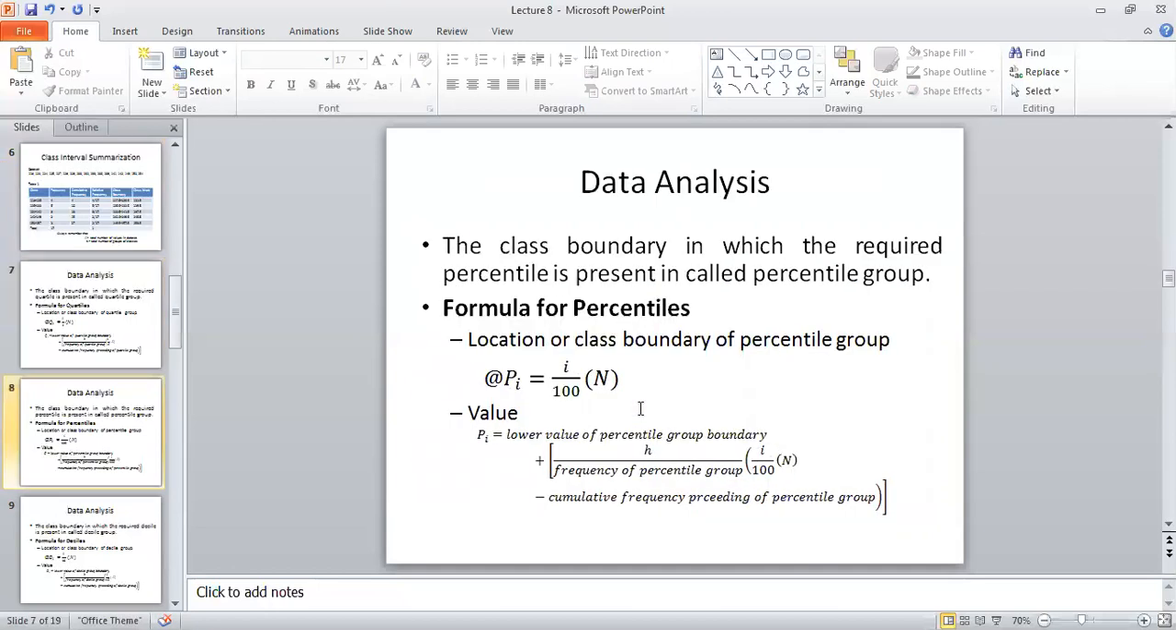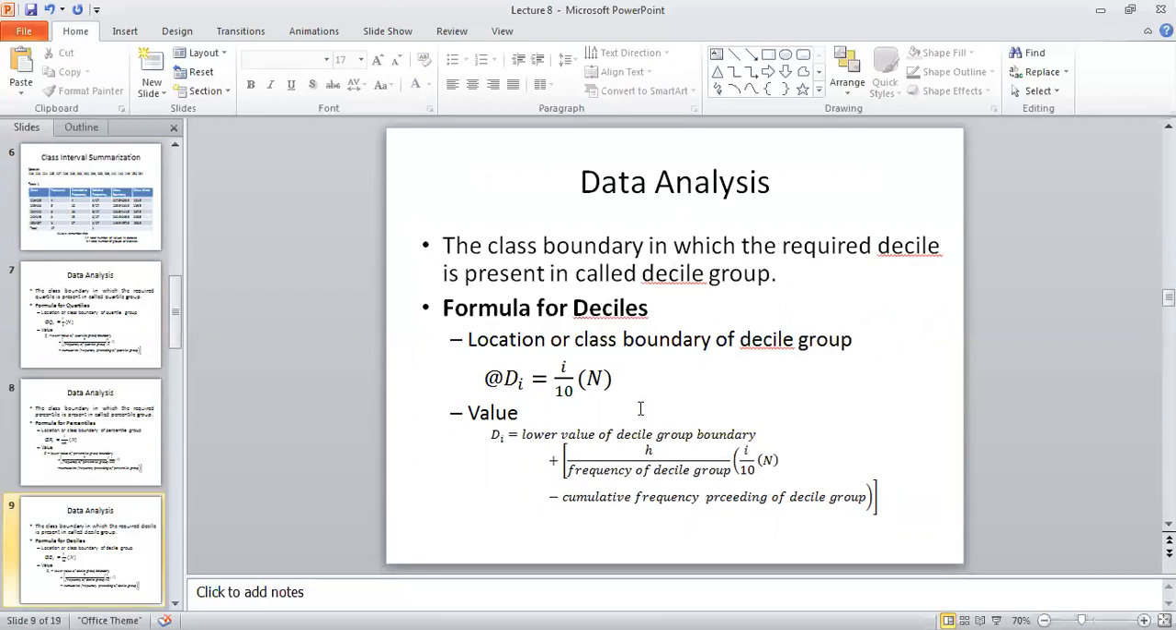A very similar equation is used for the percentiles: the lower value of the percentile group boundary plus class height h upon frequency of the percentile group, multiplied by i upon 100 into n minus cumulative frequency preceding the percentile group. And a very similar equation is used for the deciles: the lower value of the decile group boundary plus h upon frequency of the decile group multiplied by i upon 10 into n minus cumulative frequency preceding the decile group.